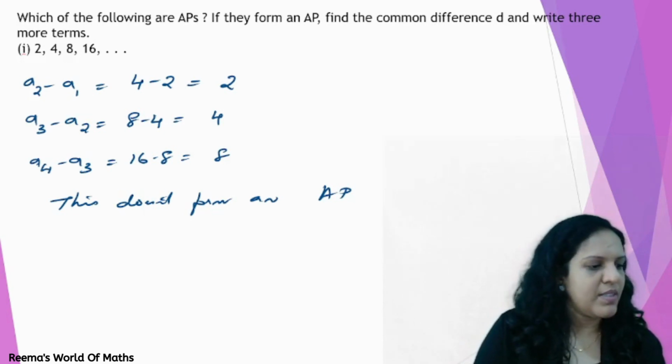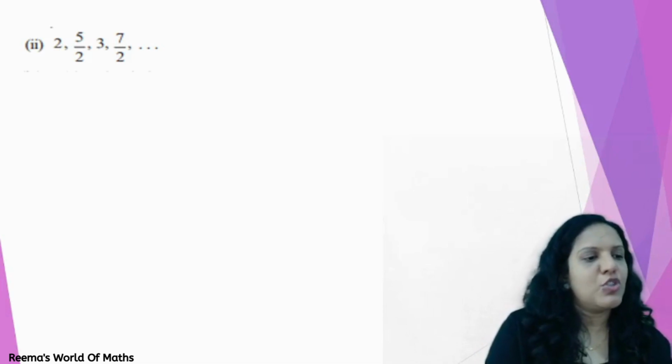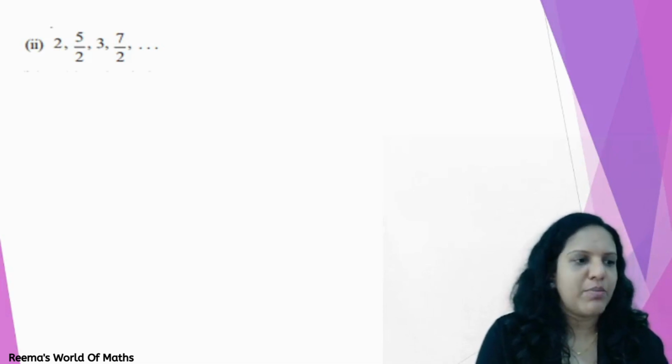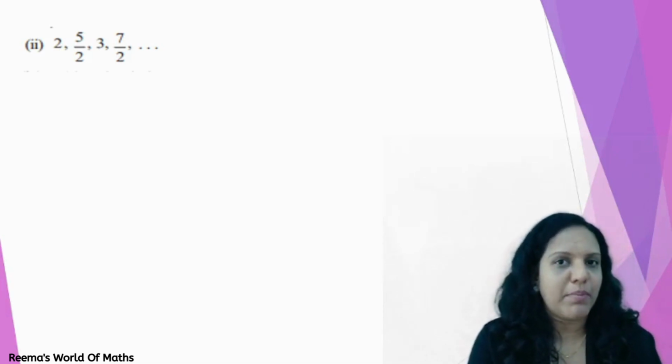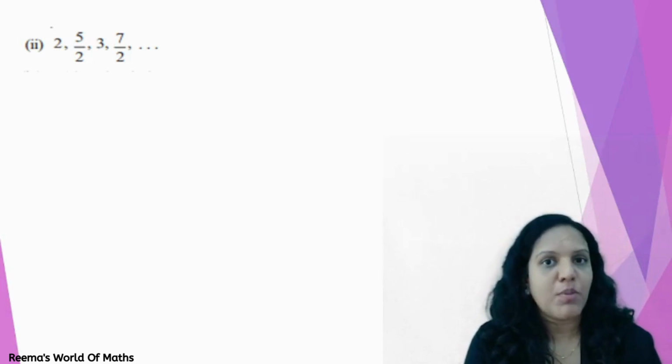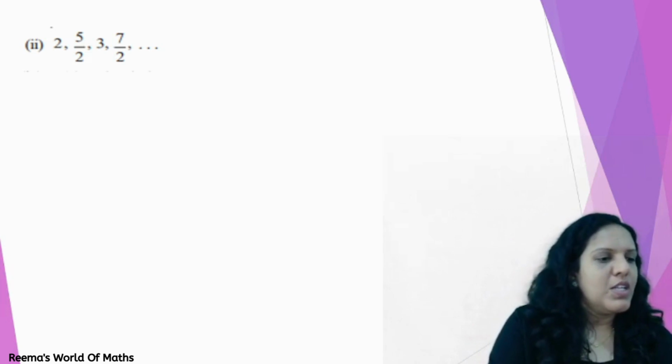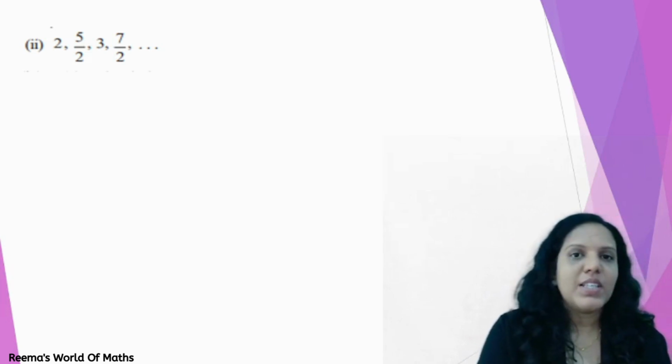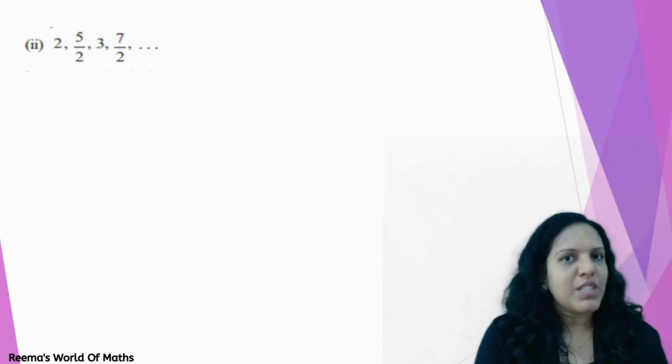Let's see the next question. Next question is 2, 5 by 2, 3 and 7 by 2. So we need to see whether this forms an AP, and if it forms an AP, we need to write the next 3 more terms of this AP. So first, we need to see whether the difference between each consecutive terms is constant.